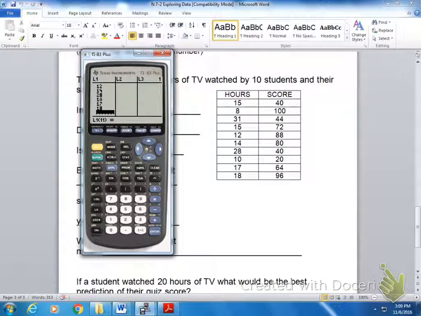So let's see, that's 10 values, put in 1, 2, 3, 4, 5, 6. So we got all 10 in there. I'm going to shift over to my L2. I'm going to put 40, 100, and I'm going to keep entering all those in. So guys, make sure you're entering them in.